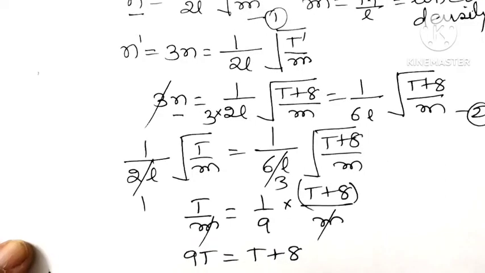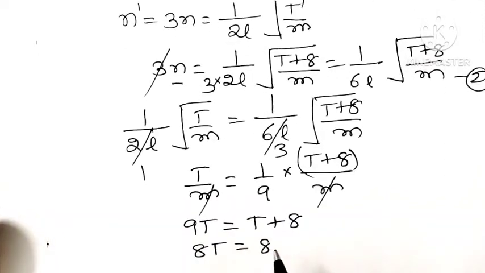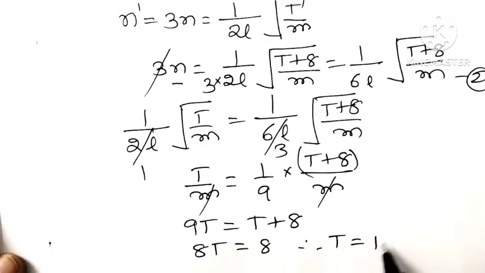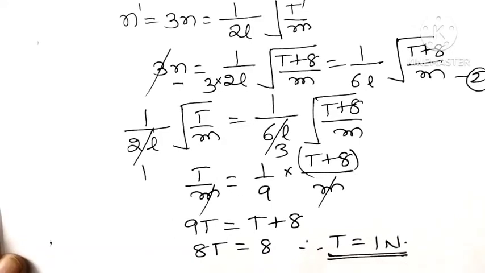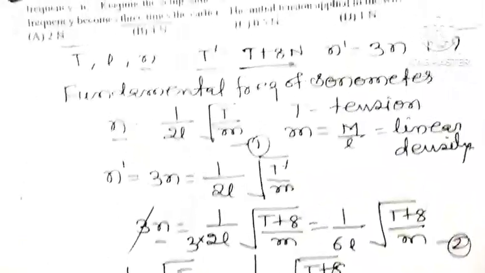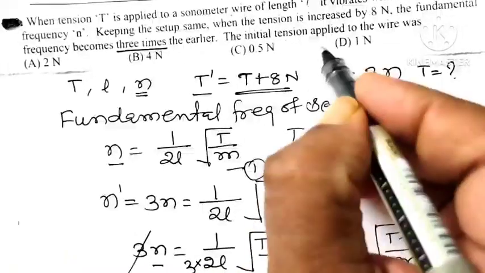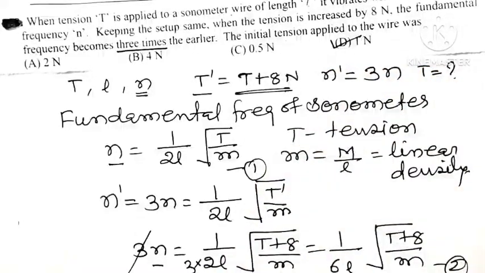So, 8T is equal to 8. Therefore, T is equal to 1 Newton. So, the original tension T is equal to 1 Newton. Out of the 4 options, look at option D, 1 Newton. So, D is the correct option for this question.